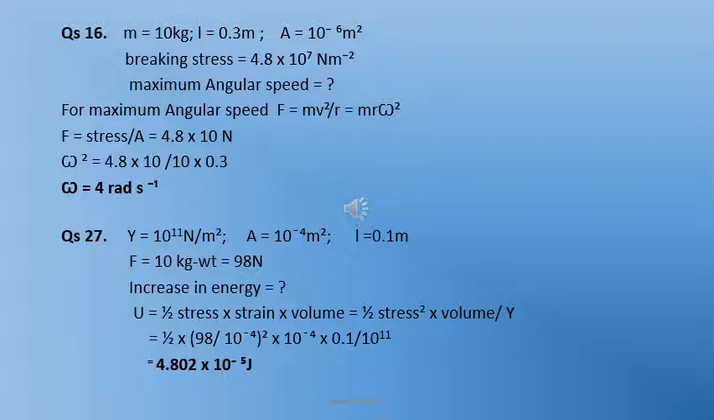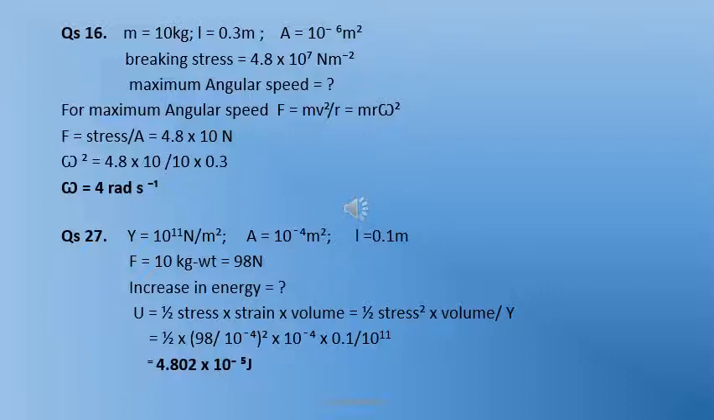Now for the maximum angular speed, the tension in the string or the force should be equal to the centripetal force, which is equal to mr omega square. Force is equal to the stress times the area of cross section, and substituting the values, we get omega square is equal to force upon mr, which comes out as 4 radians per second.